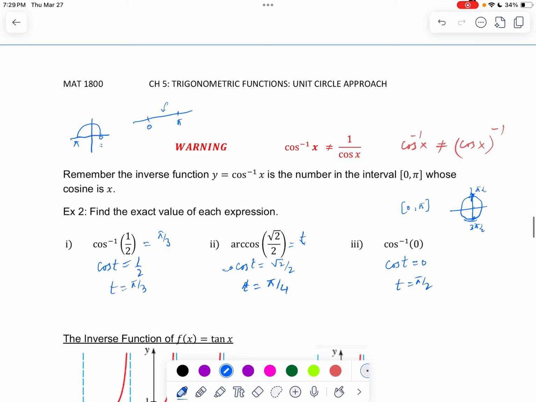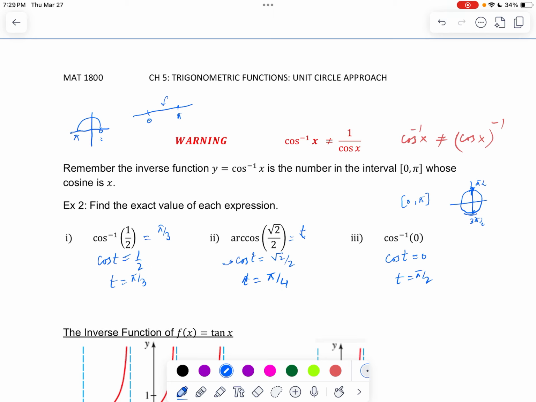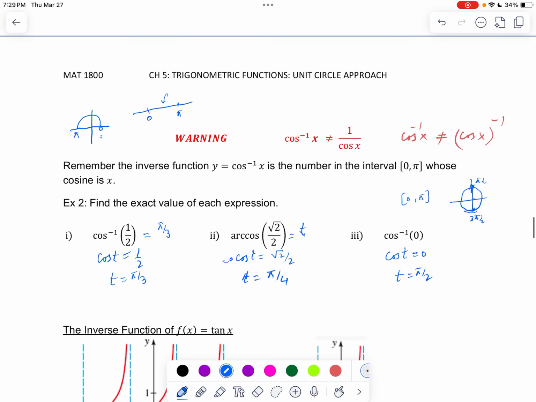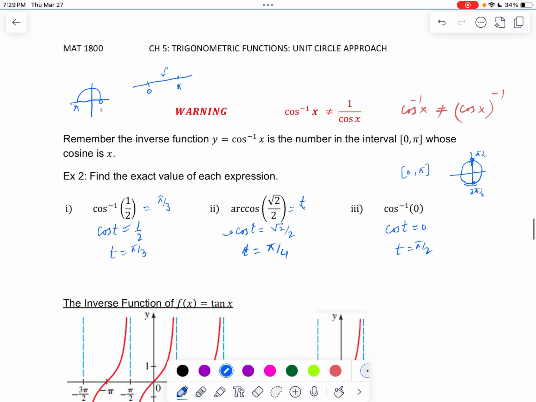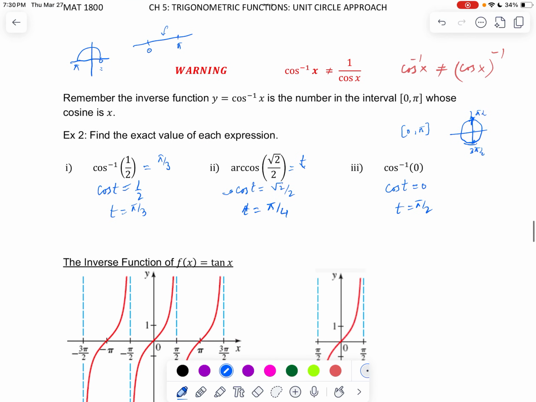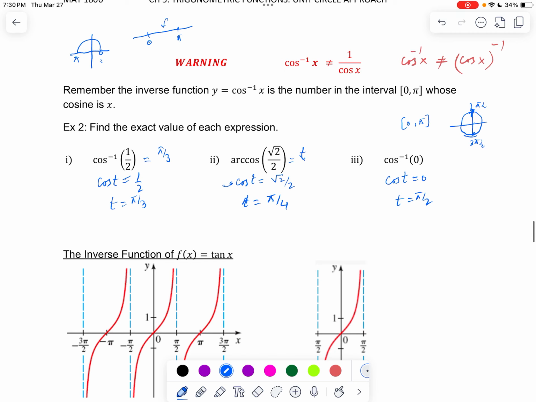Okay, going on with the tangent, we have a similar situation. We will restrict the domain, because without restricting it, the actual tangent function is not 1 to 1. It does not satisfy the horizontal line test. Looking at the graph of the tangent, you can see there are infinitely many pieces of the function between asymptotes.